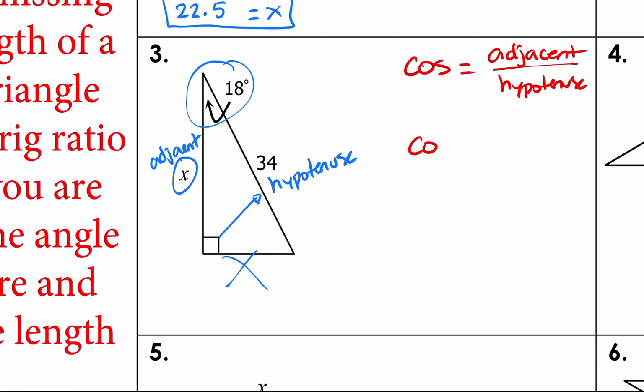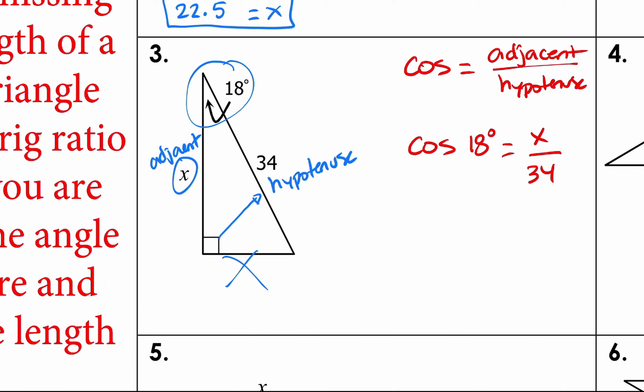And so the cosine, we always find the cosine of an angle, right? These trig ratios are always about in relationship to angles. So sine, cosine, and tangent of an angle equals a ratio of sides. So the cosine of the angle, which is 18 degrees, equals the adjacent side, which is x, over the hypotenuse, which is 34. And so to solve this, let's get x by itself.